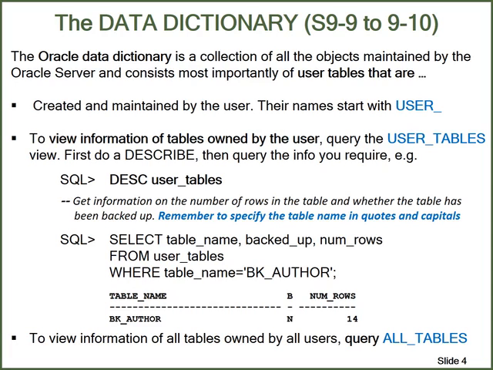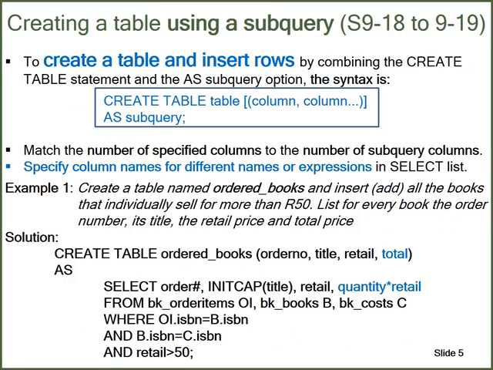Creating a table using a subquery. We've learned about subqueries in chapter 6, and now we're going to create a table and insert rows by combining the CREATE TABLE statement with the AS subquery option. The syntax is CREATE TABLE, table name, optionally the column names, AS the keyword, and then the subquery. Although the subquery is not listed in parentheses like the subqueries of chapter 6. You must match the number of specified columns to the number of the subquery columns. You must specify column names for different names or expressions in the select list.